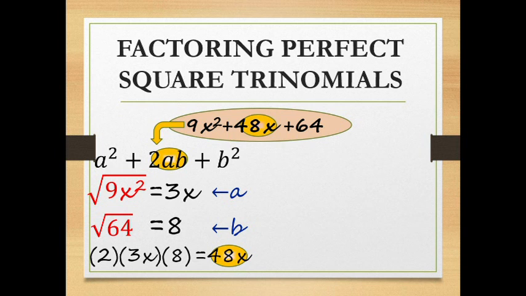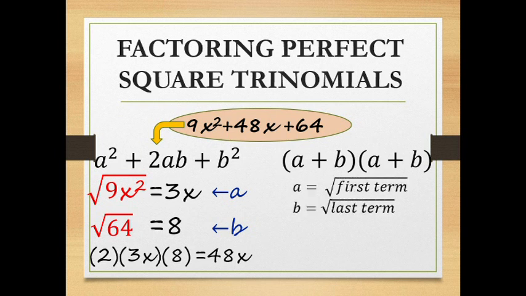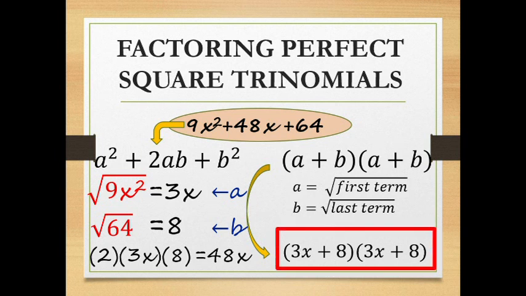Dahil isa siyang perfect square trinomial, pwede na natin siyang i-factor. The factor should be in the form of a plus b times the quantity of a plus b. Sabi natin, a is equal to the square root of first term and b is the square root of last term. Substitute the value of a and b to the given pattern. Kaya naging ganyan. So, the factor of 9x squared plus 48x plus 64 is equal to the quantity of 3x plus 8 times the quantity of 3x plus 8. Nagets mo ba? Sige nga, try mo nga to.